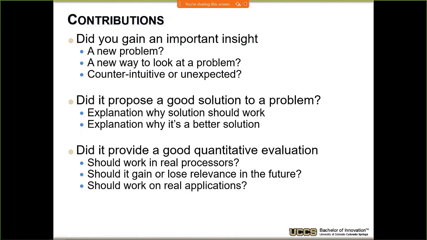Should it work in real processes? Should it gain or lose relevance in the future? Should it work in real applications? It is perfectly acceptable and unfortunately common for papers to be rejected because this is a completely academic problem. So, and there's bounces, but every field of computer science has that issue where there are applications where it doesn't really work in the real world. It's just like such an abstraction. On the other hand, abstractions are an important part of computer science, so it's not instantly wrong because of that, right?